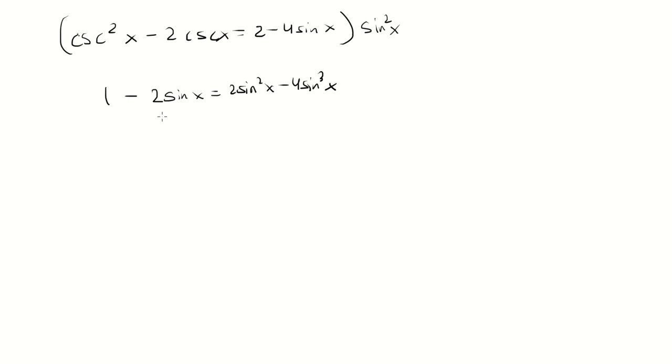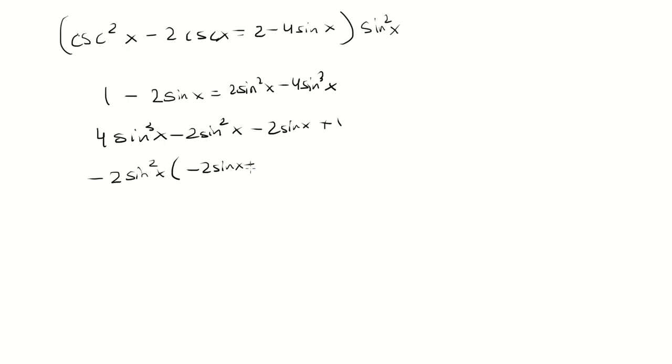I'm going to bring everything on the left, so we have 4 sine cubed minus 2 sine squared minus 2 sine plus 1. And I'm going to factor out a negative 2 sine squared, actually. So we have negative 2 sine plus 1 minus 2 sine plus 1.